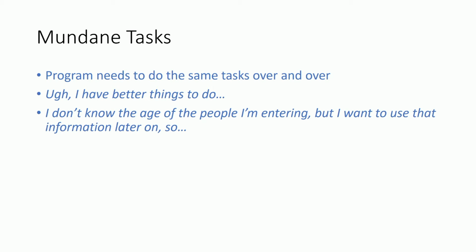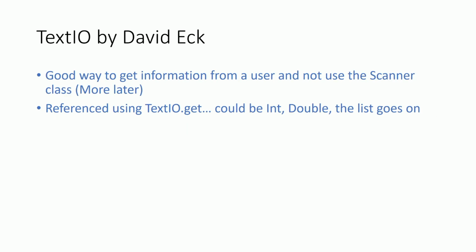So we're going to bypass that for the time being using a great little program called TextIO by David Eck. I've included a link in the description of this video that has the source code for this. All you have to do is copy this and put it into your Java program, or just save it as a Java file, TextIO.java, and save it in the directory that your Java program is in. So if you have your Java program in documents, then you also want to put TextIO in documents. Then when you compile, it can use that TextIO stuff.